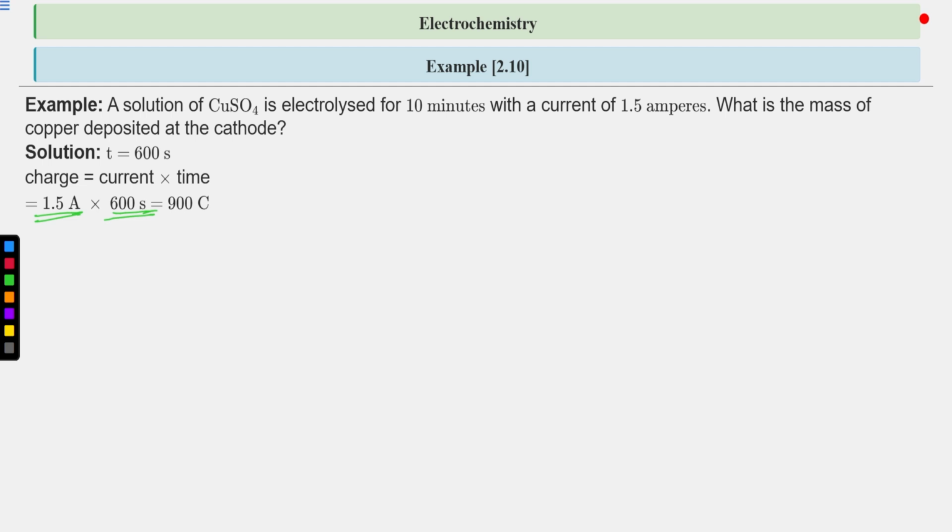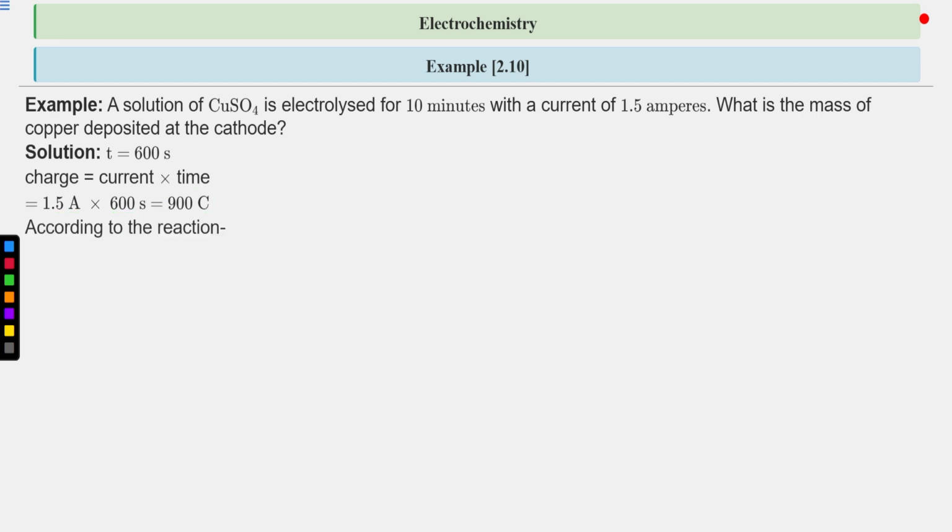While applying these formulas, you have to consider the units, because whatever unit is given in our question can be different, but you have to convert it into the standard unit which we use to apply our formula. That's why we convert the minutes to seconds. Charge will be current times time, 1.5 times 600 seconds, and this multiplication gives 900 coulomb as charge. C represents coulomb, which is the unit of charge.